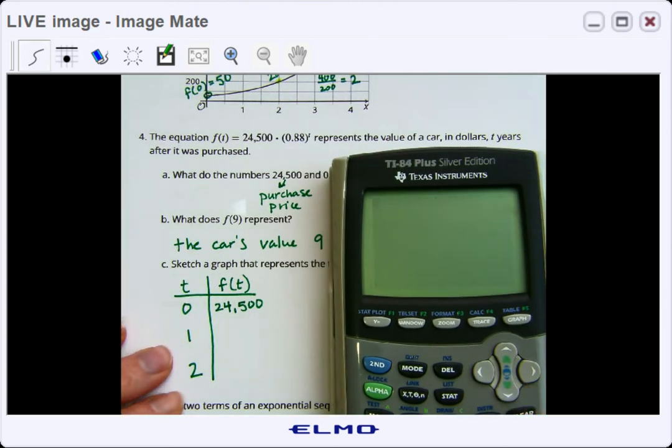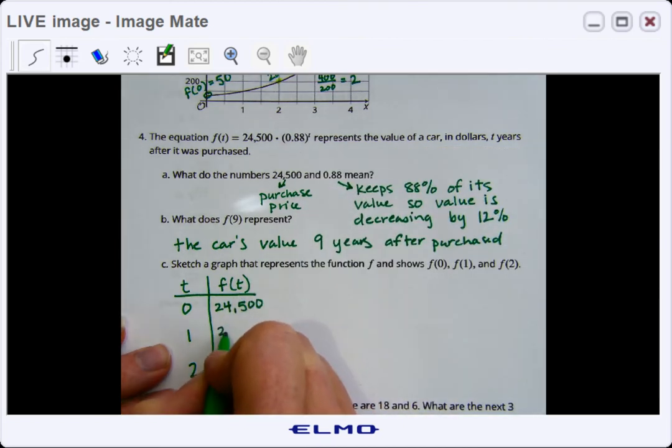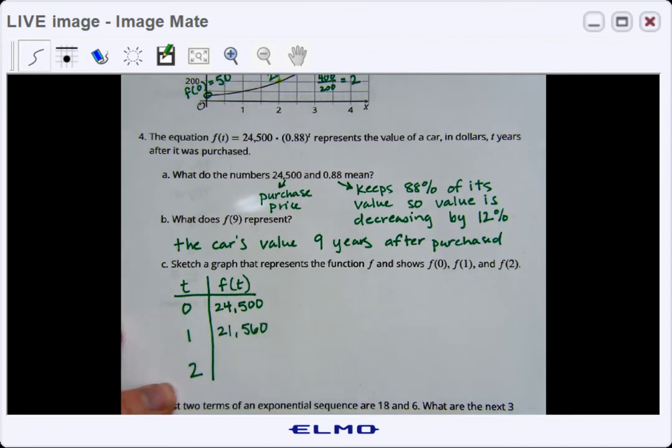So 24,500 times 0.88, well, to the first is just, didn't need to be there. And then 24,500 times 0.88 to the second. All right, so we have 21,560. And then 18,972. And I'll just put the 0.88 there. It doesn't need to be there.